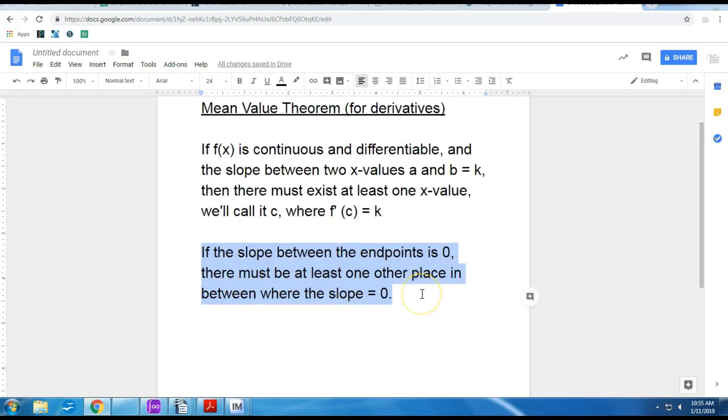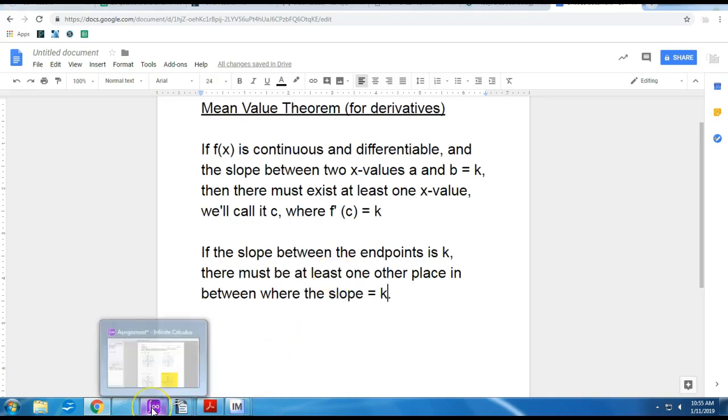So then if I want to fix this bottom piece, what am I putting where the 0 was? The slope between the endpoints is k. There must be at least one other place where the slope equals k. You can put whatever you want there. If the slope between the endpoints is jerk face, there must be at least one other spot where the slope is jerk face. Yeah, the mean value, yeah. Nice.